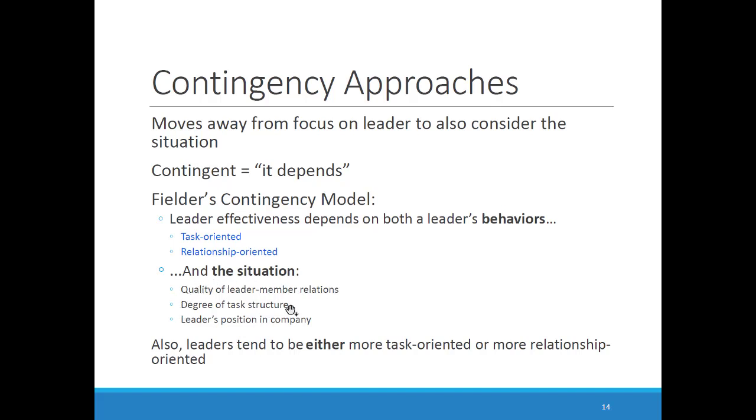Next is the degree of task structure. So does the task itself involve a lot of structure, in terms of, is there a clear correct and incorrect way to do the task, or is it more open-ended? And the third is the leader's position in the company. So do they have positional power within the organization?